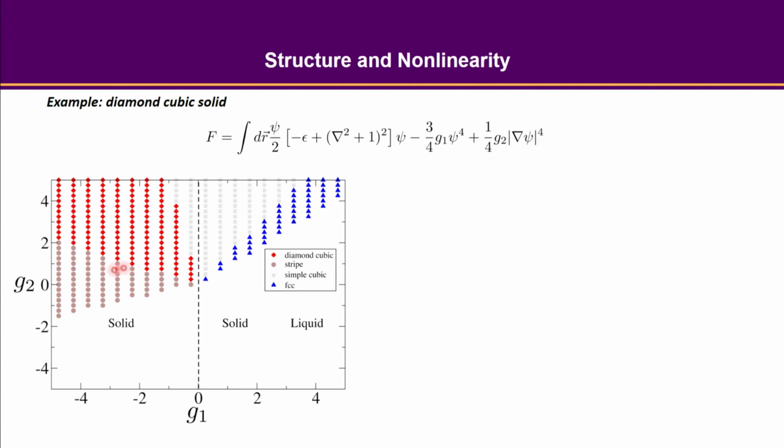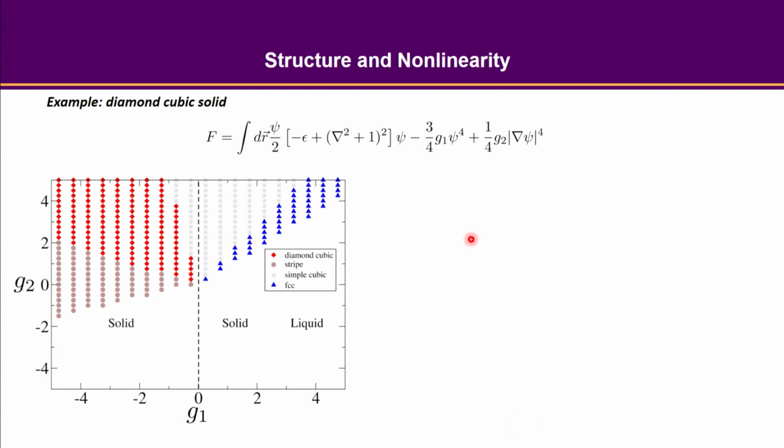structure. So for example, at this region, you can have stripe phase, which does not correspond to anything realistic in crystal. But in this red region, you can have a diamond cubic, right? And in this gray region, you can have a simple cubic. And in the blue region, you can have FCC, etc.